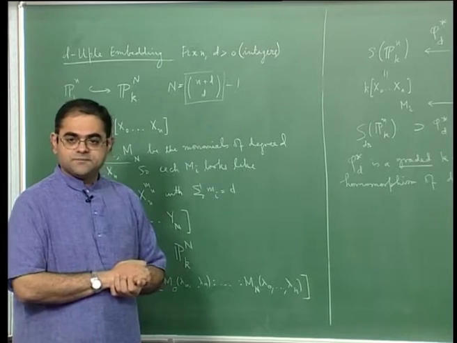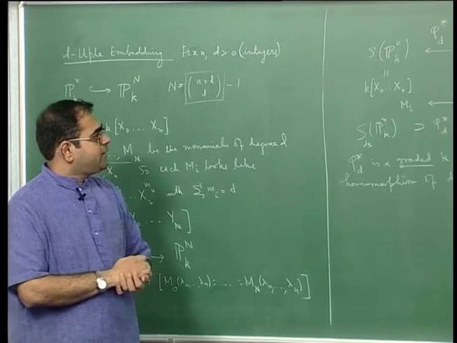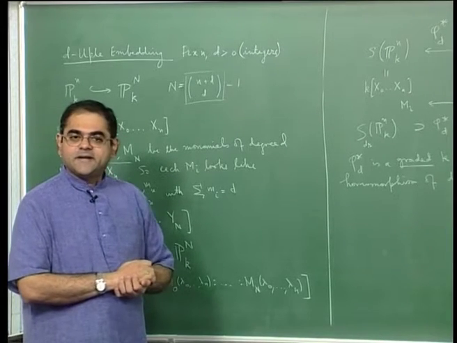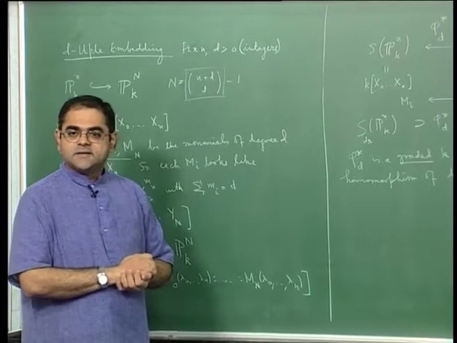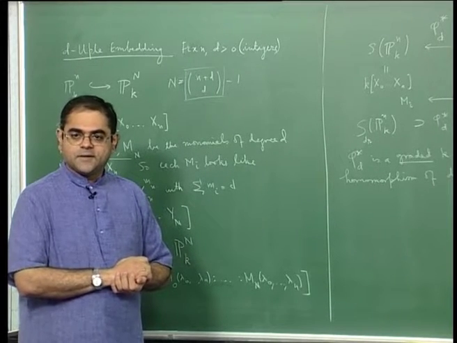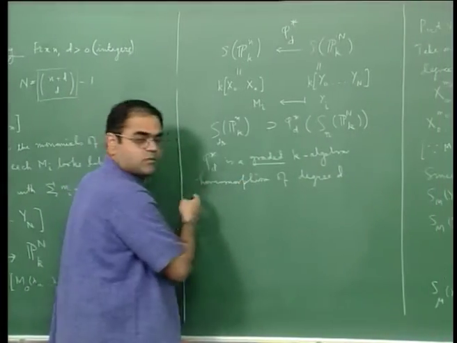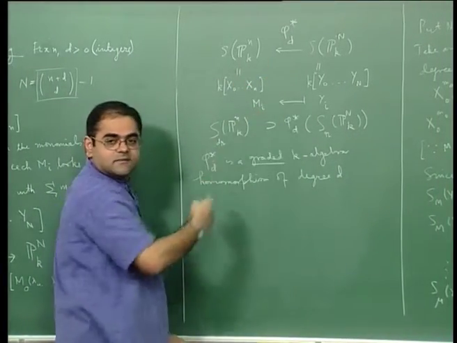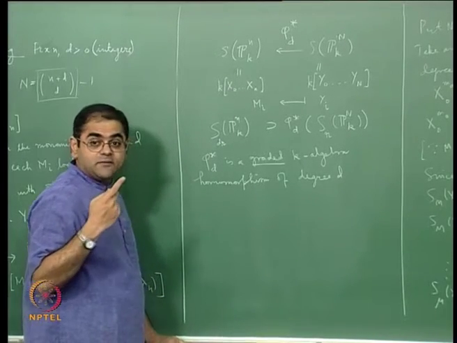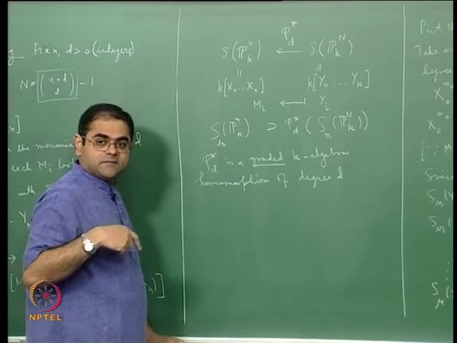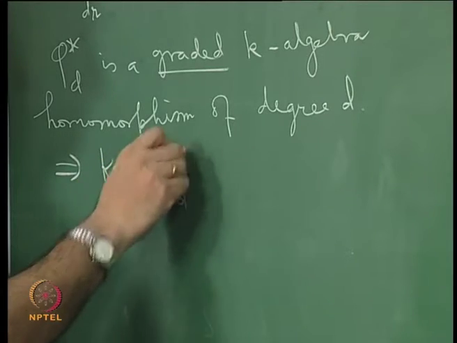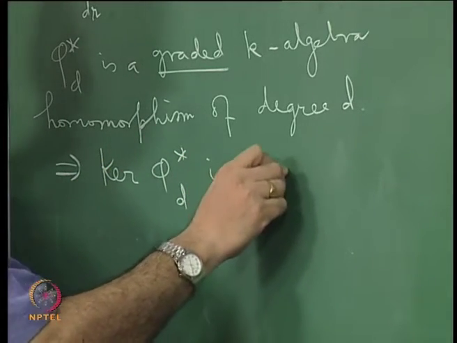And it is a fact that if you take the kernel of a graded homomorphism, it is always a homogeneous ideal, it will be a graded ideal. So the kernel of a homomorphism is always an ideal, but the fact that it is graded will tell you that the kernel is a homogeneous ideal. So this will imply that the kernel of φ_d^* is a graded ideal, a homogeneous ideal.